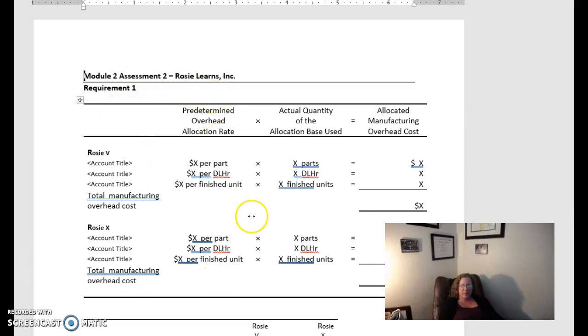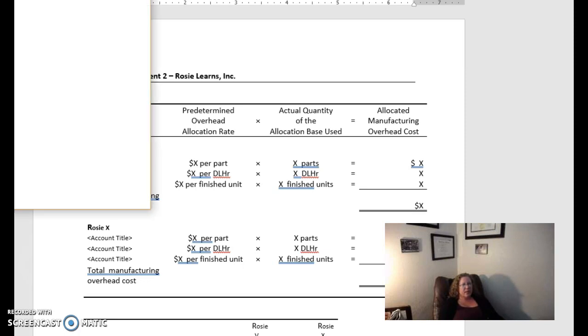I have the template pulled up, so we're going to talk a little bit about that. You'll just be inputting the account titles here and then the cost here and the number of parts and then multiplying it out. So let's talk a little bit about the assignment. It says Rosie Learns Incorporated manufactures robots and uses an activity-based costing system. Rosie Learns activities and related data are listed below.